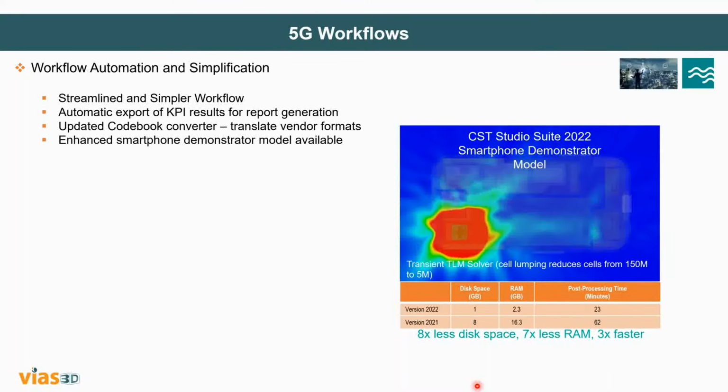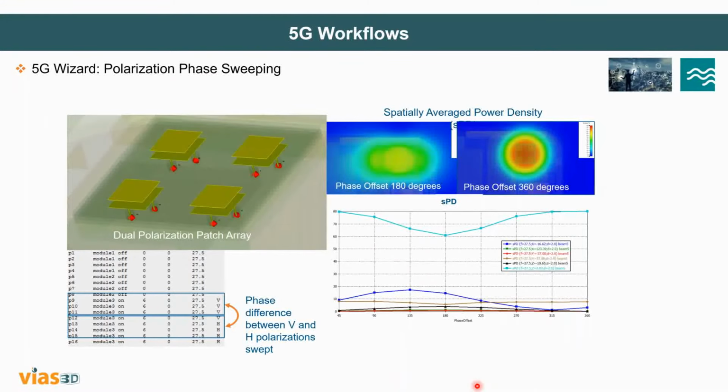space. So the workflow for 5G has been automated, and we have been significantly improving and streamlining this workflow in past years, and now this has evolved for CST Studio Suite 2022. And we have included an enhanced smartphone demonstrator model available in CST Studio Suite 2022 component library. Please have a look at these arrays and codebook examples. So there are codebook examples and arrays available.